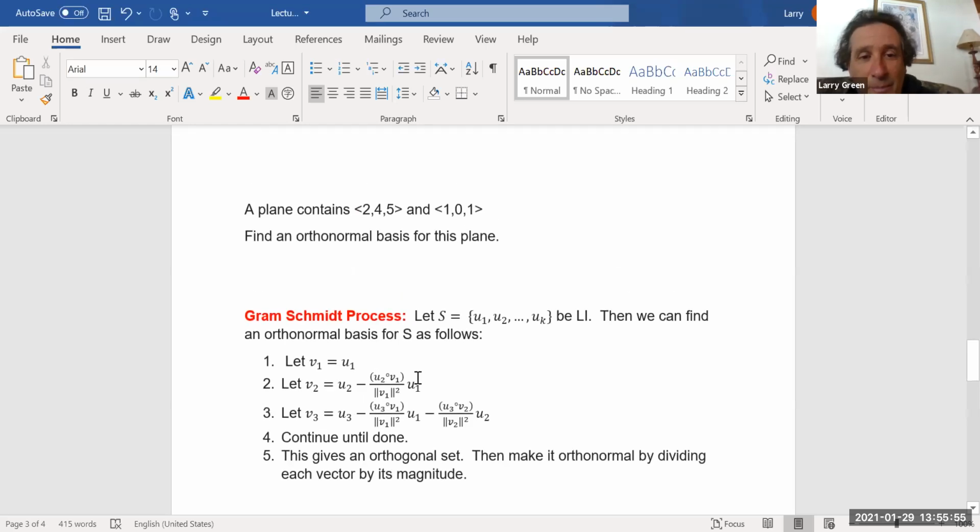Okay, let's do this example. So let me copy and paste this one under it.